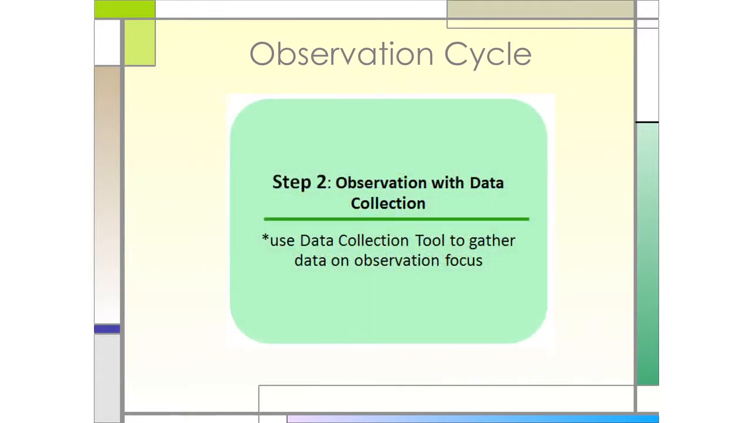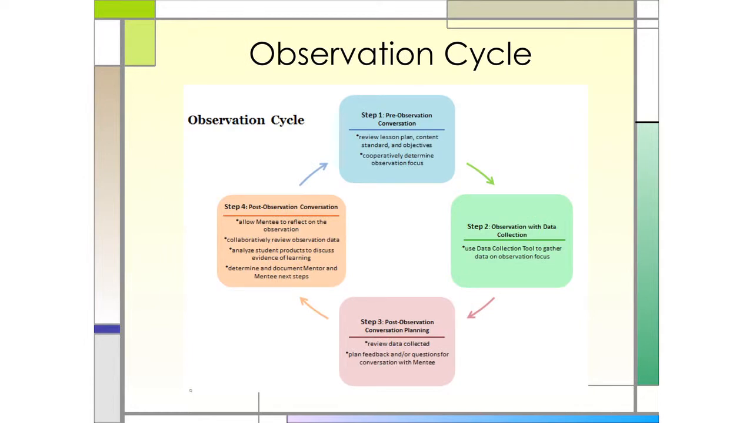Step 2 of the observation cycle is the actual observation. In this step, you watch your teacher and collect the data you decided upon together. You use the data collection tool from your mentor handbook to capture the data and make a copy to give to your mentee. Today our focus will be on steps 3 and 4 of the observation cycle.